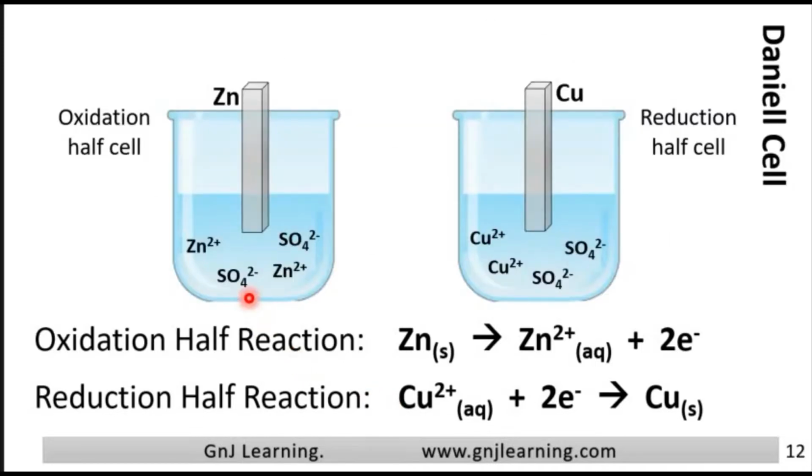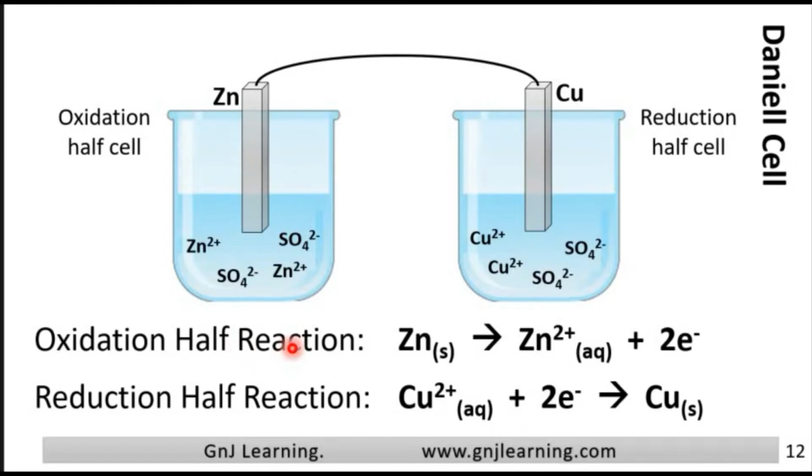So he took two vessels, one on the left and one on the right, and on the left he tried to conduct the oxidation half reaction. For that he dipped zinc electrode in zinc 2+ solution, zinc electrolyte solution, and on the right he dipped copper electrode in copper electrolyte. Now what he did, he connected the two electrodes.